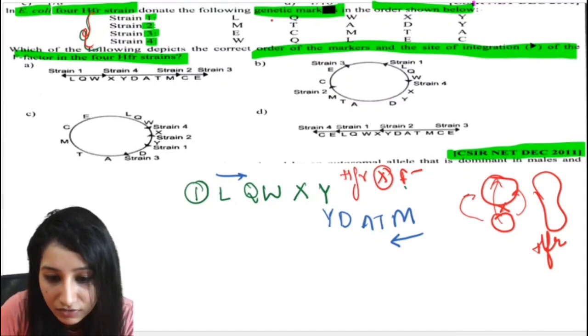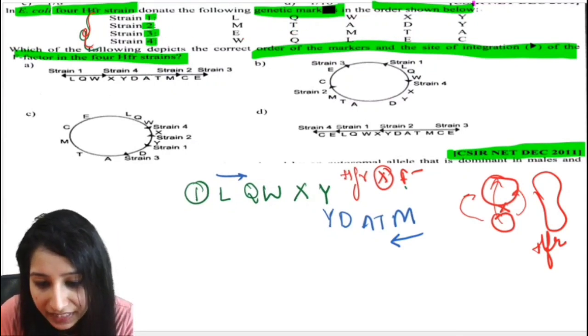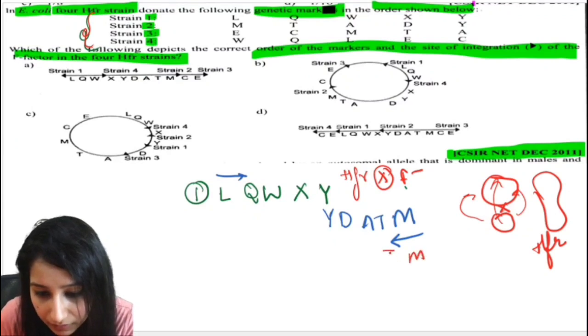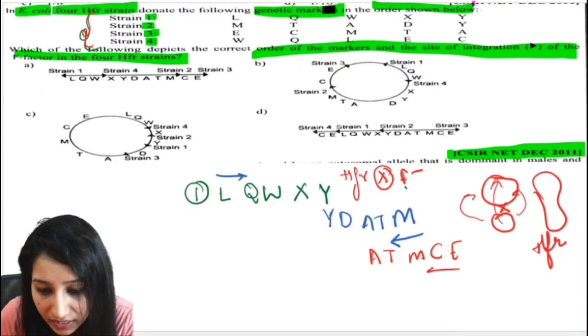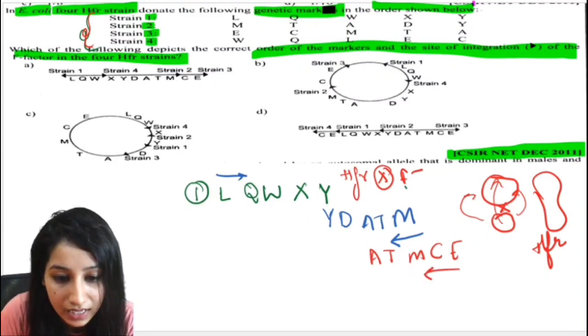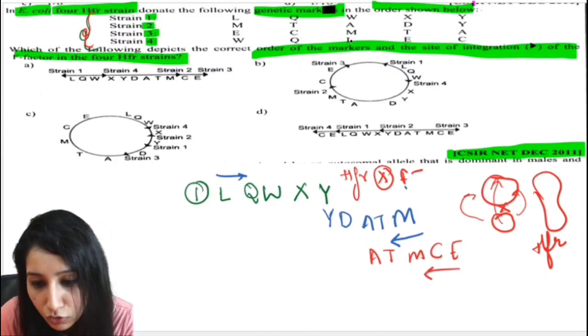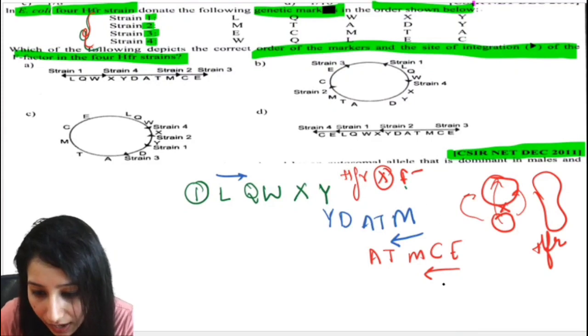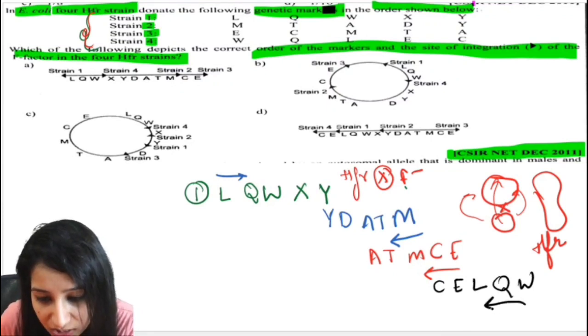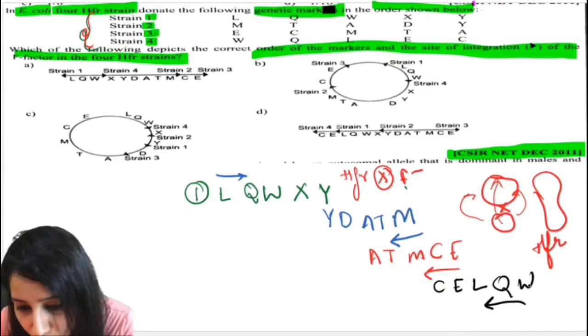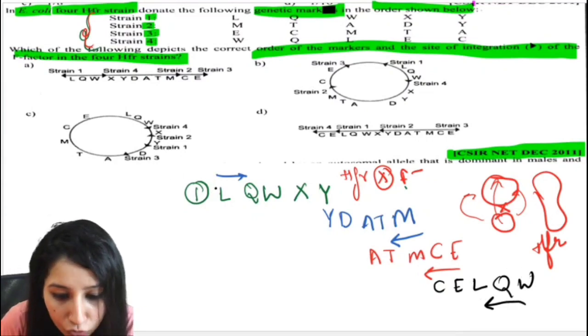In the next one the transfer is E, C, M, T, A, that is, M, T, A, C, E. So in this also the transfer is like this. The next one is W, Q, L, E, C. L, E, where E is here and C is here. Okay, L, Q and W. So the transmission is here. Here L, Q, W is similar and here L, Q, W is similar.